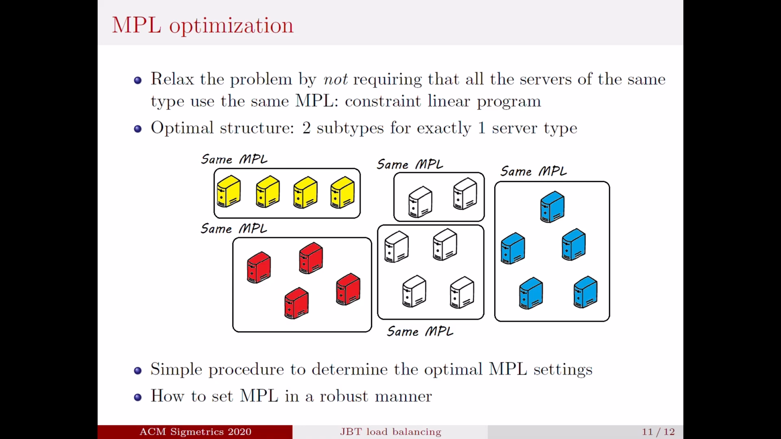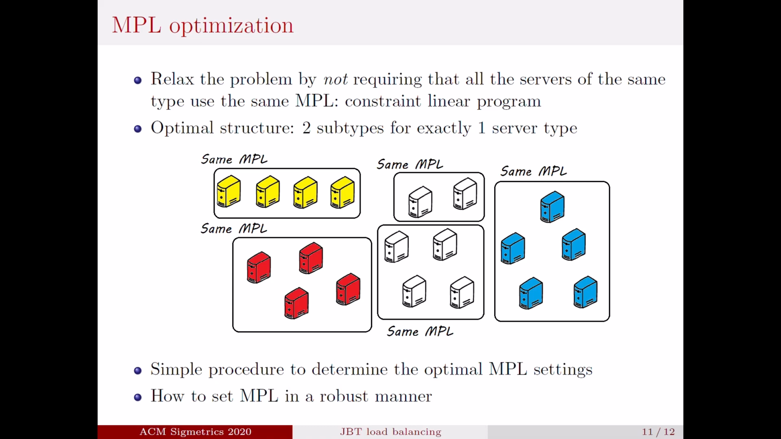And here we're going to focus on minimizing the mean response time, but the same approach can actually be used to also minimize other objective functions. Now initially, this optimization problem appeared to be not so easy. But this was basically because we demanded that all the servers of the same type use the same MPL value.